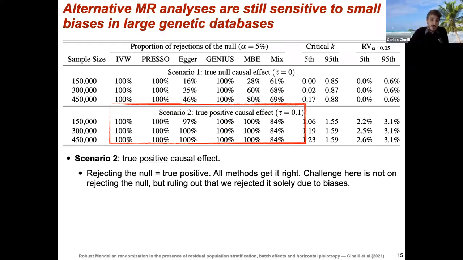So the challenge here is not on rejecting the null hypothesis, but ruling out that we rejected the null hypothesis solely due to biases, right? So someone could ask, well, but is this a true effect, or is this just because we didn't fully control for population structure or pleiotropy? So how can sensitivity analysis help in this case?